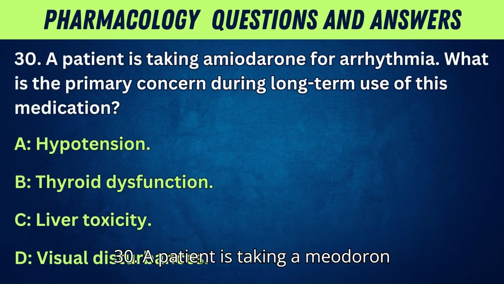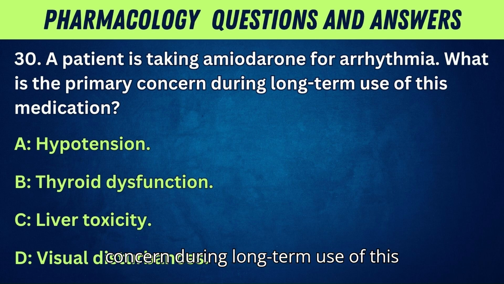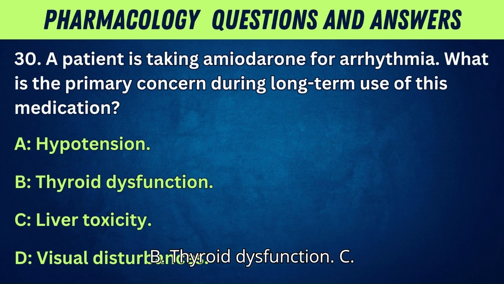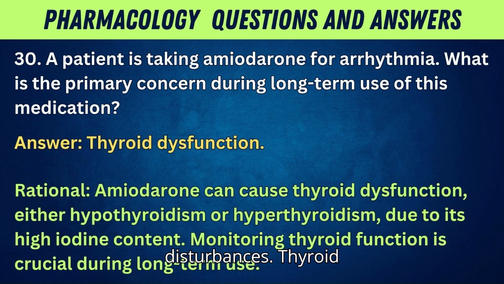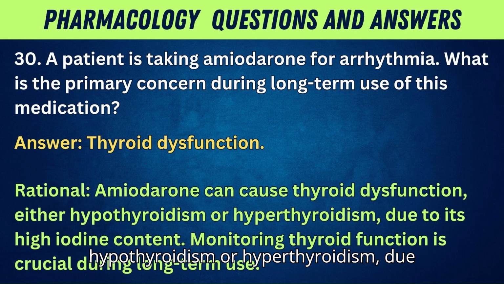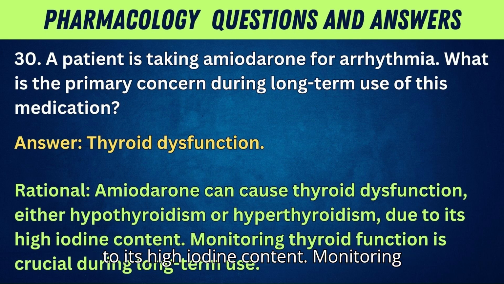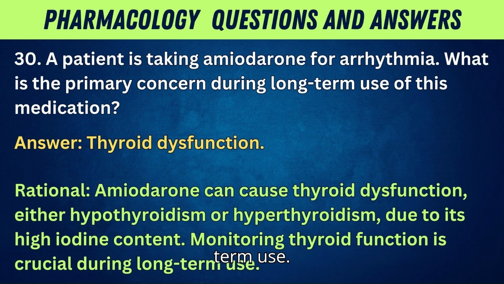30. A patient is taking amiodarone for arrhythmia. What is the primary concern during long-term use of this medication? A. Hypotension. B. Thyroid dysfunction. C. Liver toxicity. D. Visual disturbances. Answer: Thyroid dysfunction. Rationale: Amiodarone can cause thyroid dysfunction, either hypothyroidism or hyperthyroidism, due to its high iodine content. Monitoring thyroid function is crucial during long-term use.